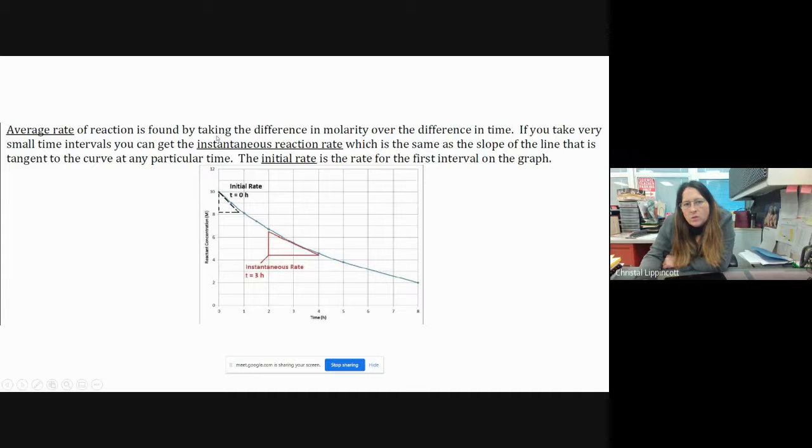Okay. So average rate of reaction is found by taking the difference in the molarity over the difference in time. You can use those small changes to get an instantaneous rate, which is the same as the slope of the line that is the tangent to the curve at a particular time. The initial rate then is whatever you started with.